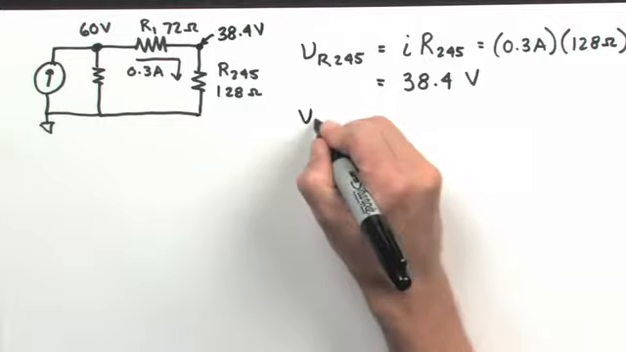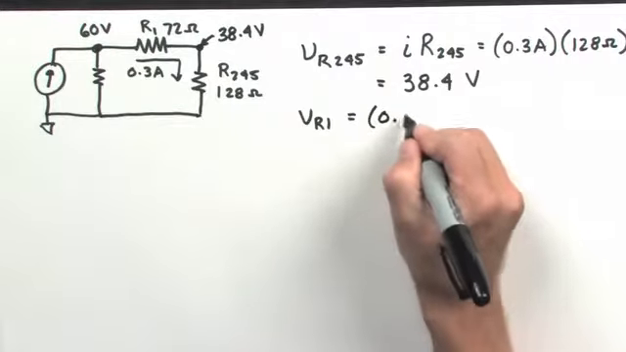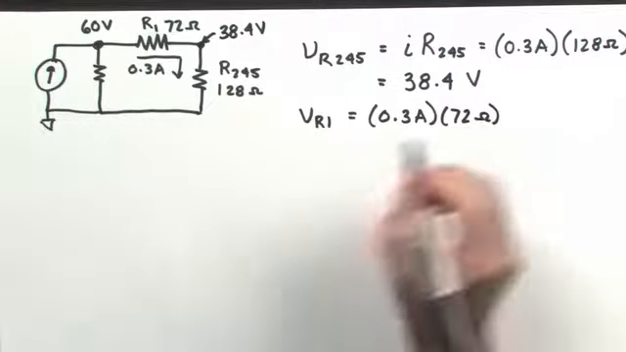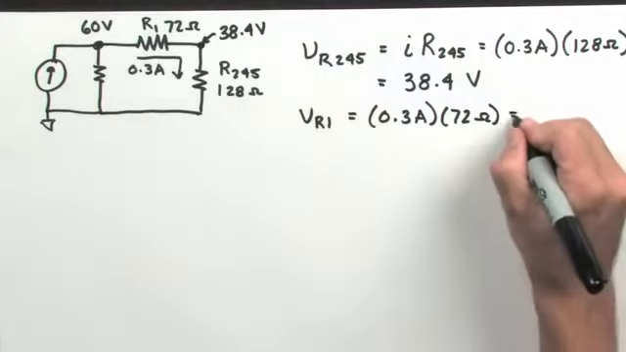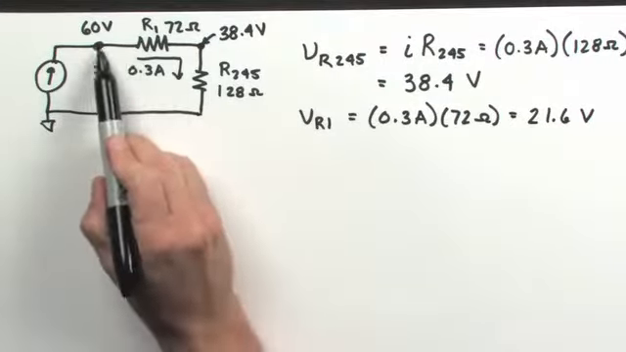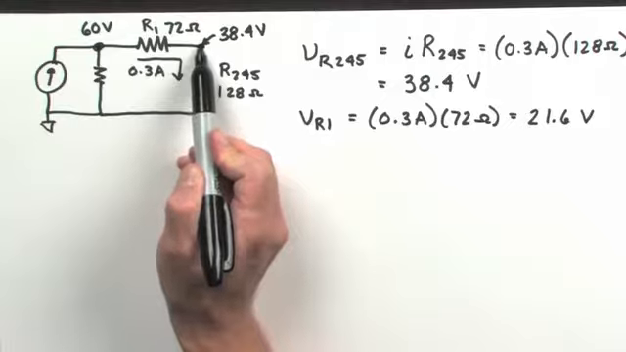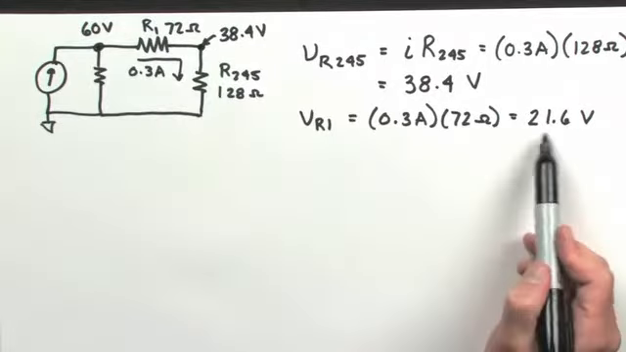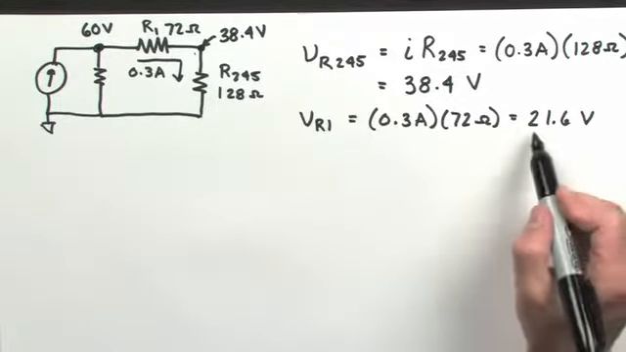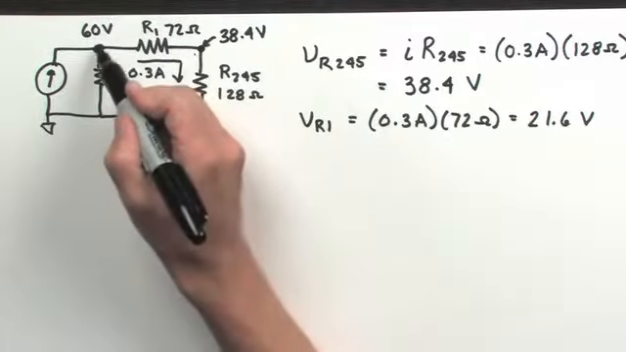Now, if I were to calculate the voltage drop across R1, I could do that in the same way, and I would wind up with 0.3 amps multiplied by the 72 ohms of resistance for R1. That leads me to a value of 21.6 volts. What that means is that 21.6 volts of potential is dropped as the current flows from 60 volts down to this node right here. So if I take 60 and subtract 21.6 volts, I will wind up with my 38.4. Another way to look at it is that 21.6 volts plus 38.4 volts is going to give me the 60 volts that I had at this node right here.